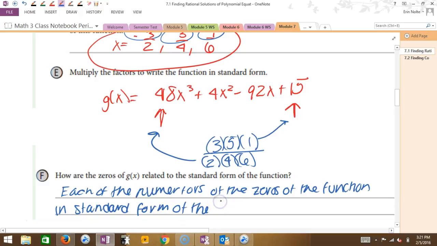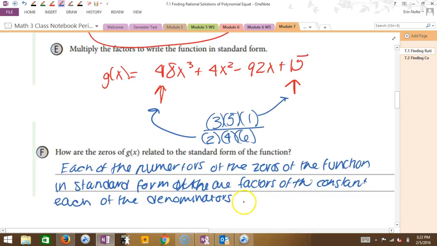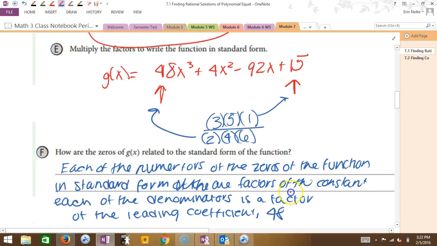The numerators are factors of the constant term. And how would I talk about the leading coefficient? Each of the denominators is a factor of the leading coefficient. Okay?